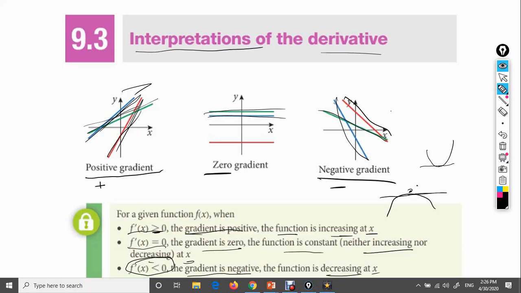For example, here, if you have a gradient that is negative at this point, it tells you that this function is decreasing at that point.